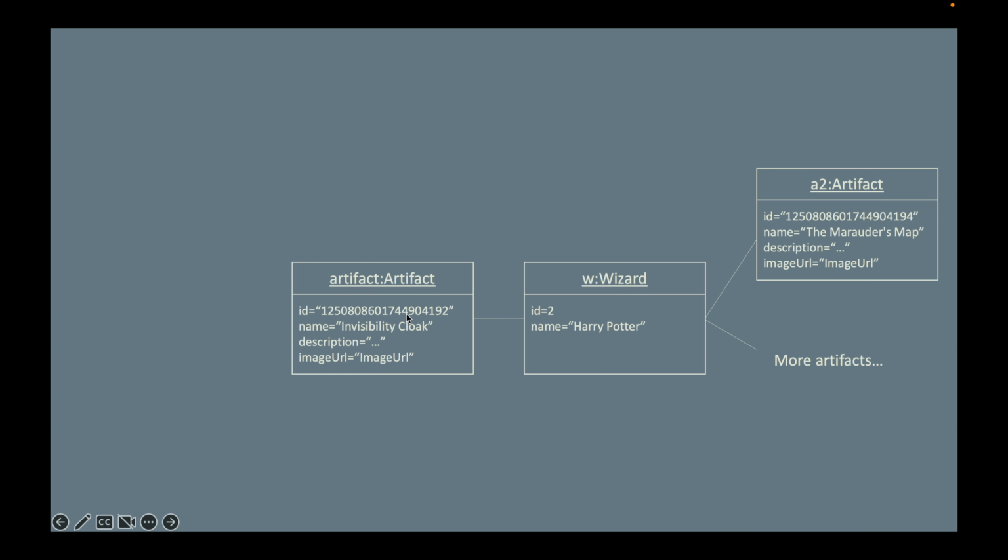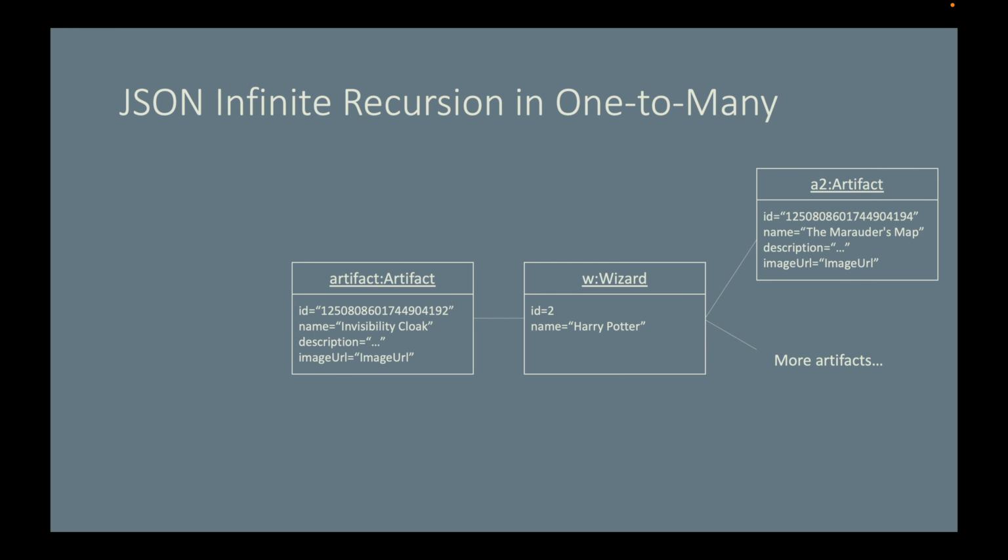Serialize artifact, it will serialize owner. Serialize owner, it will serialize the artifacts field in the wizard, and goes back to the artifact, and back and forth, back and forth. Finally, we got this Stack Overflow error. It would never stop. This is a very common problem called JSON Infinite Recursion in one-to-many relationships.